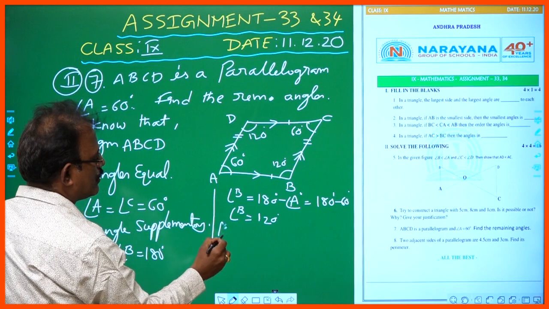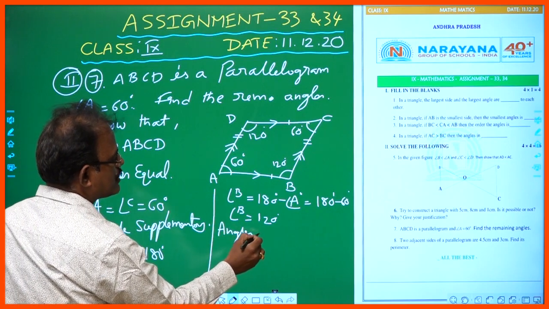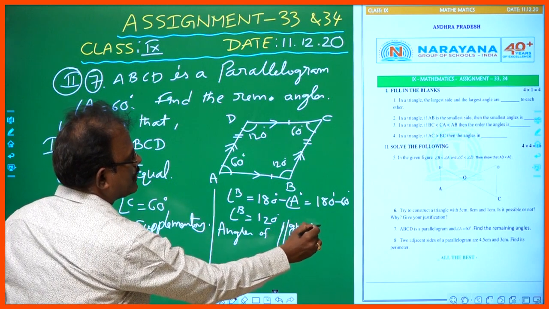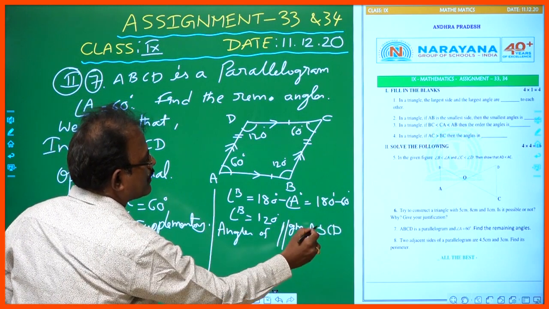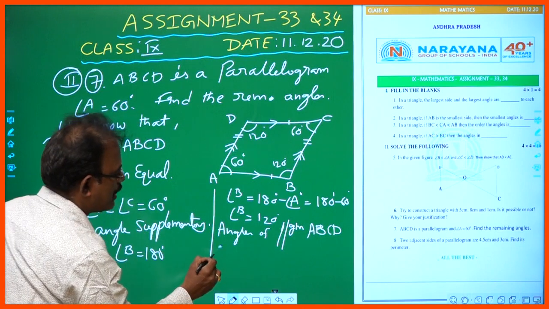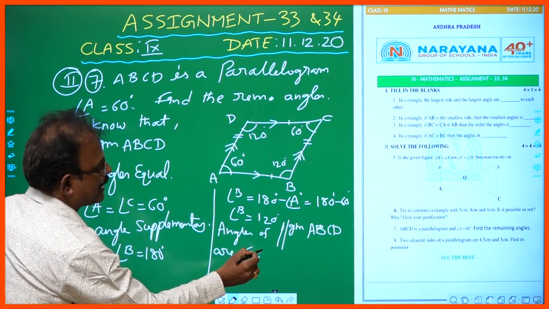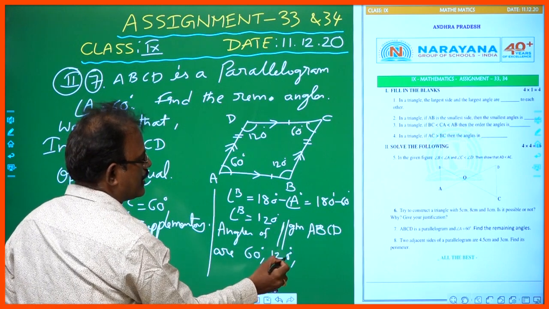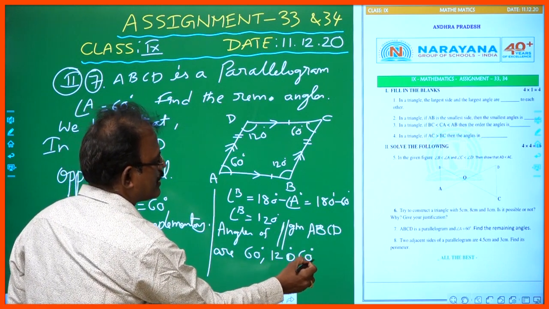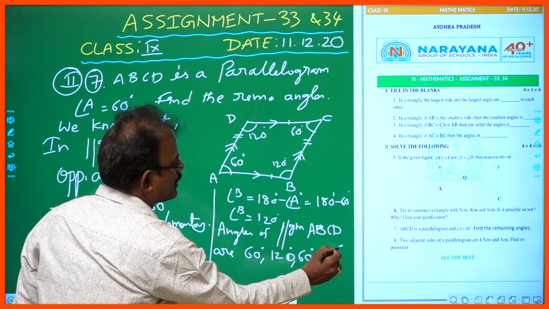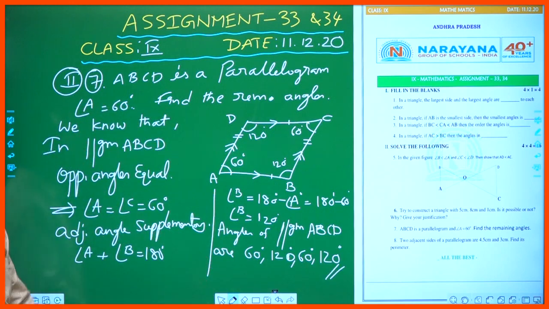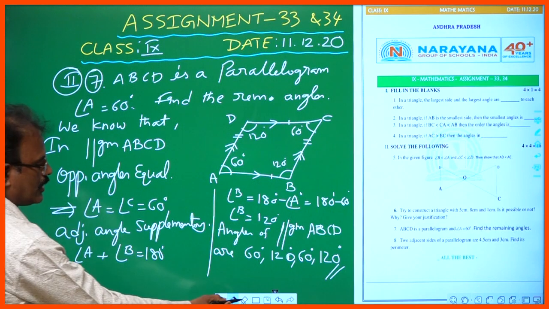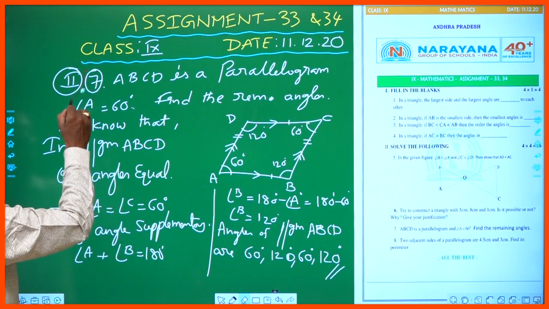Therefore, the angles of parallelogram ABCD are: angle A 60 degrees, angle B 120 degrees, angle C 60 degrees, and angle D 120 degrees. Okay, children, this is the explanation for question number 7. Now the next one is question number 8.